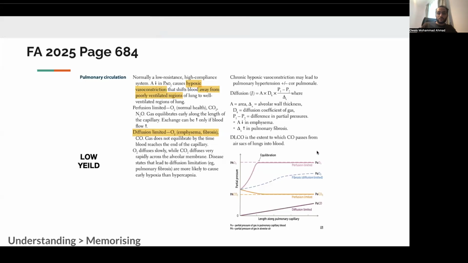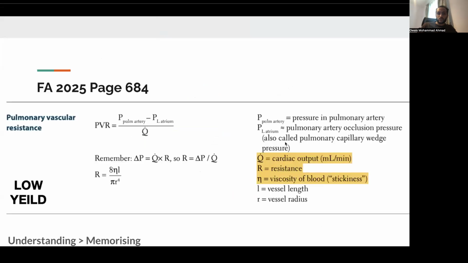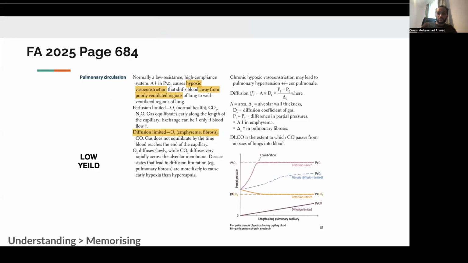Hey guys, so today we're going to be speaking about the pulmonary circulation and a little bit about the pulmonary vascular resistance. So what is essentially the pulmonary system? The pulmonary system is essentially a low resistance system. It's a normal to low resistance system. What do I mean by that?